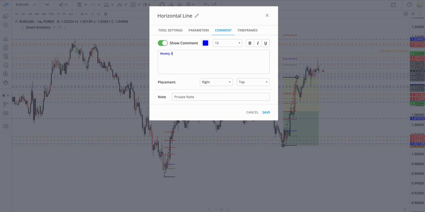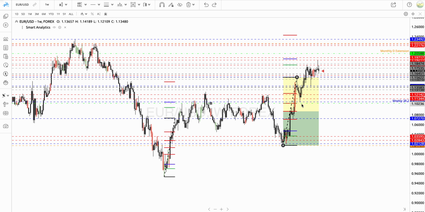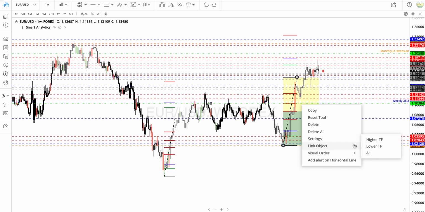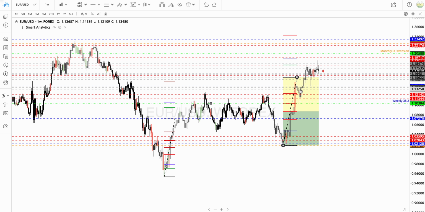Weekly 38.2. And we'll save. I'm going to link this down to the lower time frames. And what I'm seeing here is that price is stalling out. We saw this on the higher time frame. Price looks to be stalling out right around this area that is daily resistance and also the 118,127 zone.